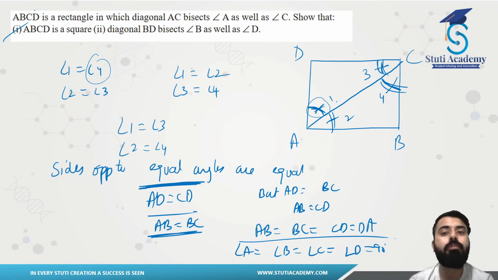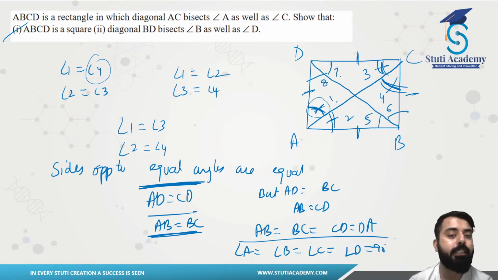Now you have to prove that it is bisecting angle B and D as well. So the proof is quite easy. Since you already know this is equal to that one, this is equal to that one. So if I name the remaining angles 5, 6, 7, 8, you can easily say that angle 5 will be equal to angle 7, considering AB will be parallel to CD, because the square is also kind of a parallelogram. So 5 is equal to 7.